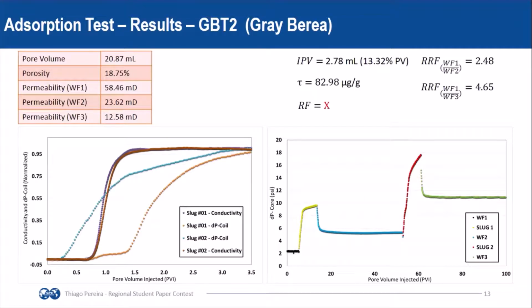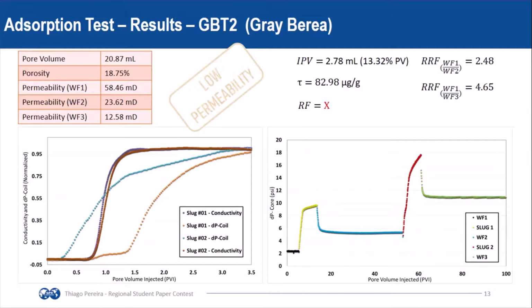So here are some results of polymer adsorption tests. These tests showed a strong relationship between retention mechanisms, core permeability, and mineralogical composition of porous medium walls. On the left, we have data of concentration and conductivity as a function of injected pore volume. And on the right, we have data of delta P across the core sample as a function of injected pore volume as well.